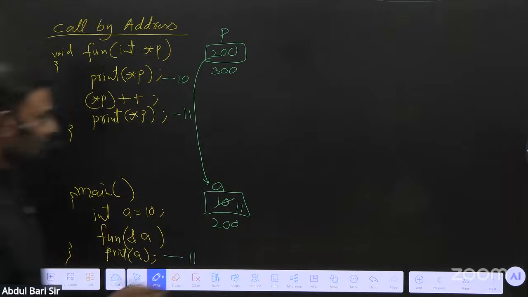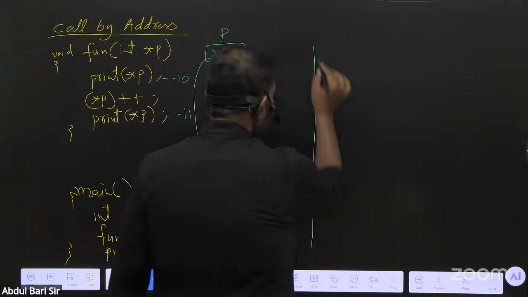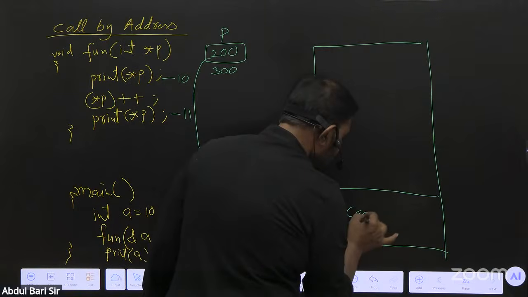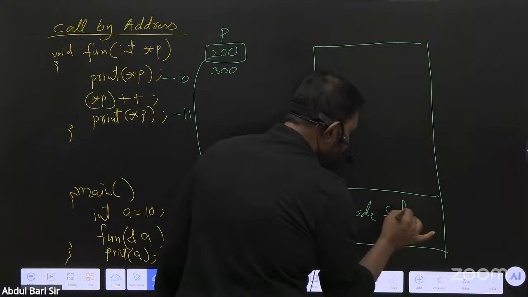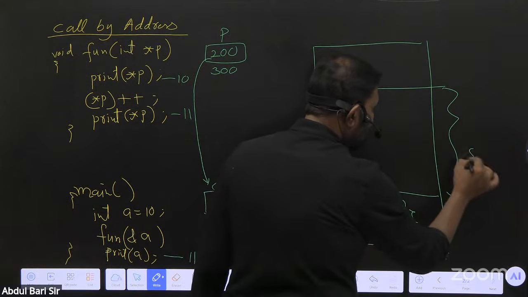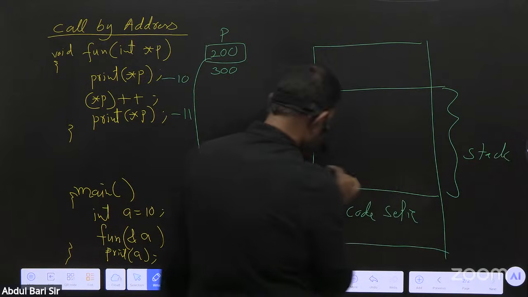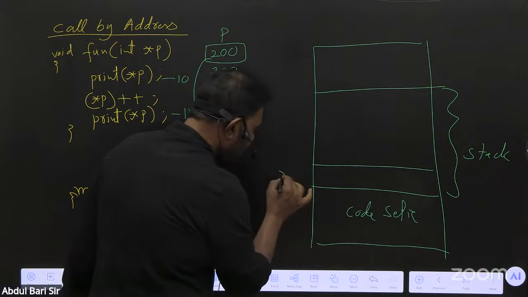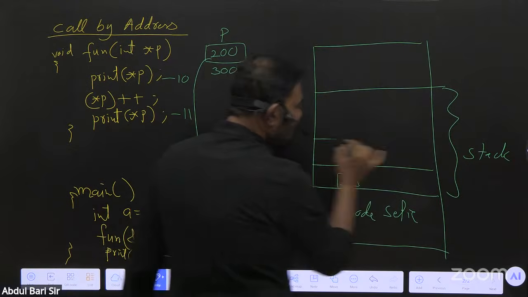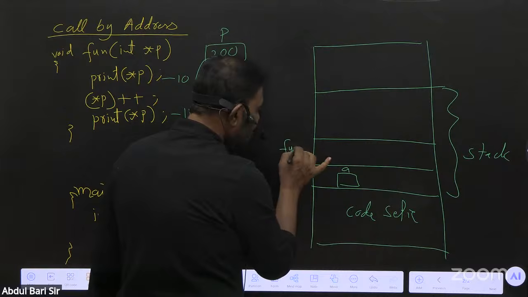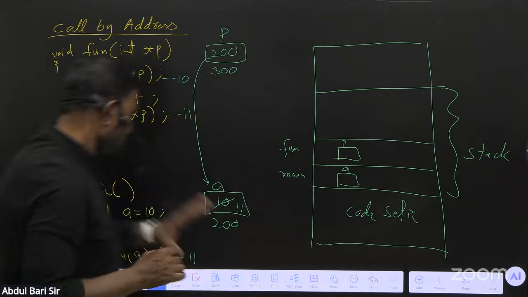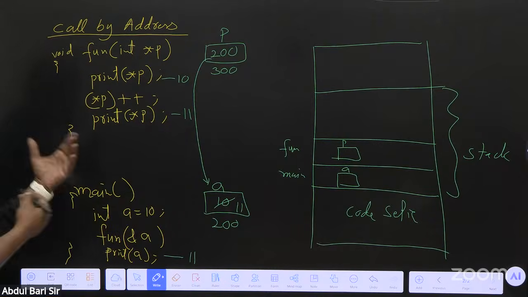All right. Now look at this. One more thing I have to show you. Watch this. This is the code section. And this is the stack. Now, this is the activation record for main function, and it's having one variable, let us say a. And this is the activation record of function fun, which is having its own variable, let us say p.